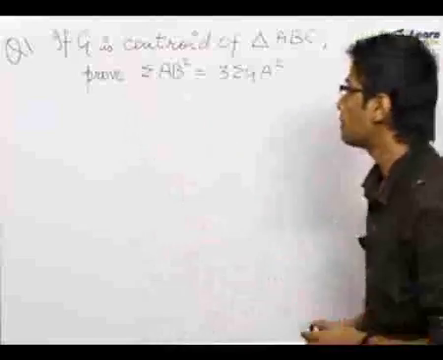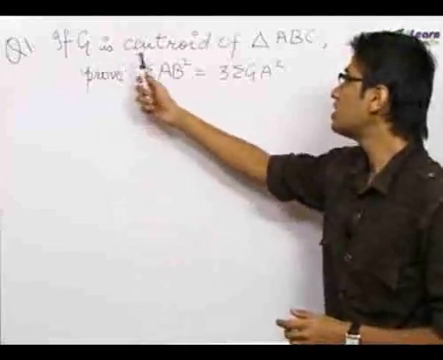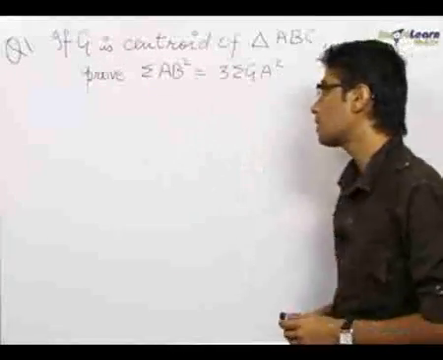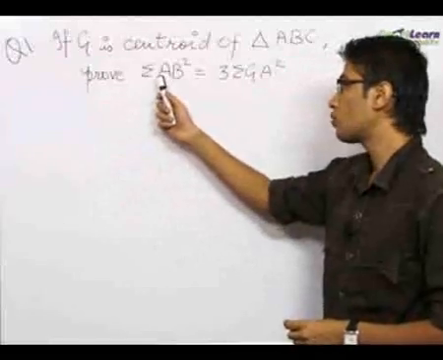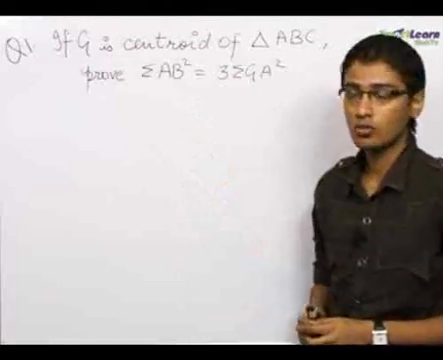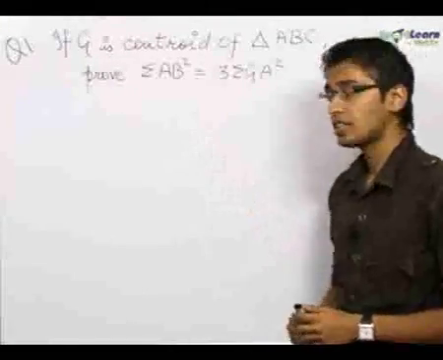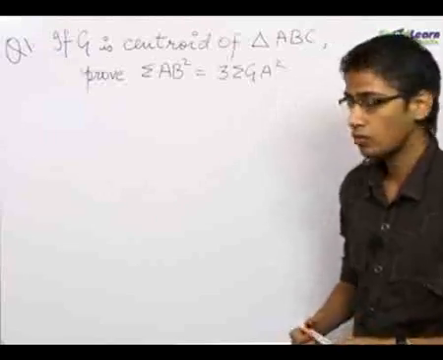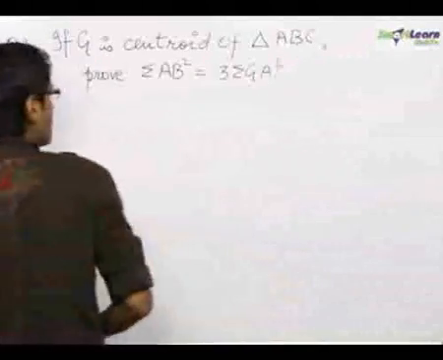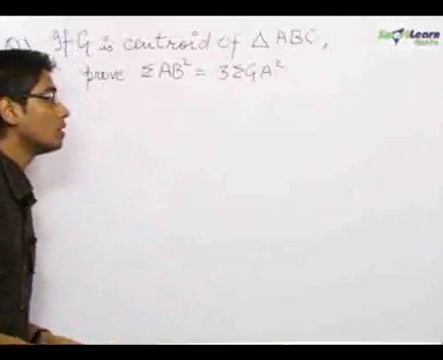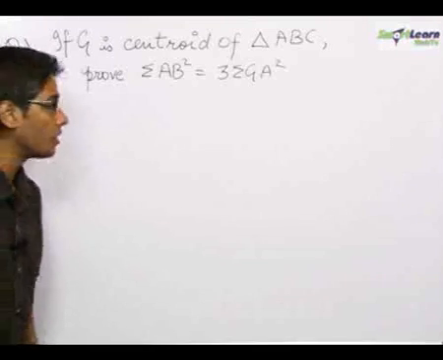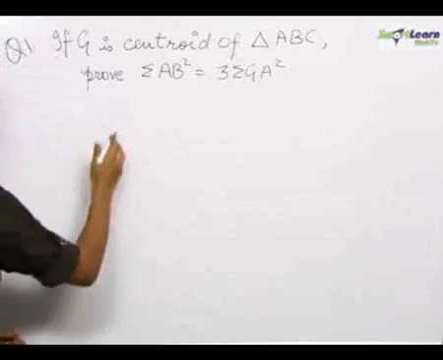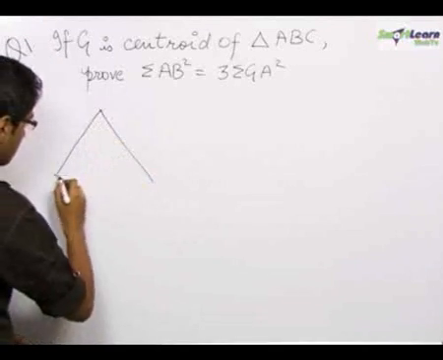In our first problem, we are given that G is the centroid of triangle ABC, and we have to prove that AB square plus BC square plus CA square is equal to 3 times GA square plus GB square plus GC square. For solving this problem, we'll take help of the analytical geometry method. Let us make the figure.